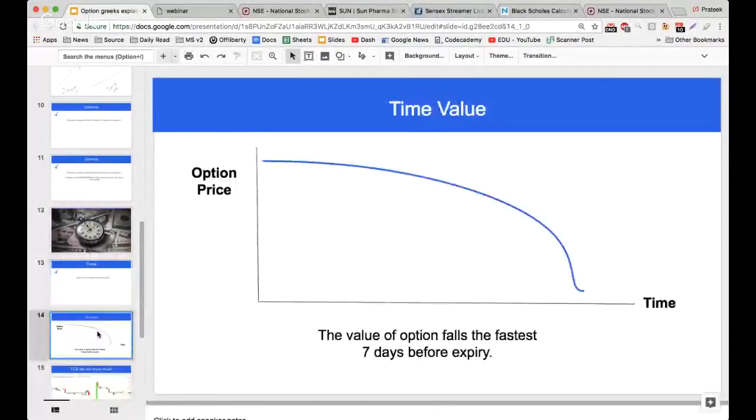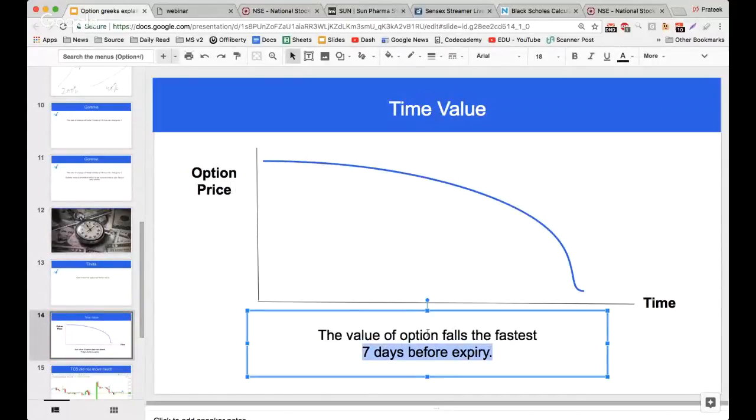Absolutely right. And one very interesting thing, in time value, 7 days before expiry, the value of the option will fall a lot. If you attended the last webinar, I gave an example of a cycle. An option is basically a promise. And as you approach the expiry date of that promise, the value of your contract falls, basically. So the value of the option falls the fastest 7 days before expiry.